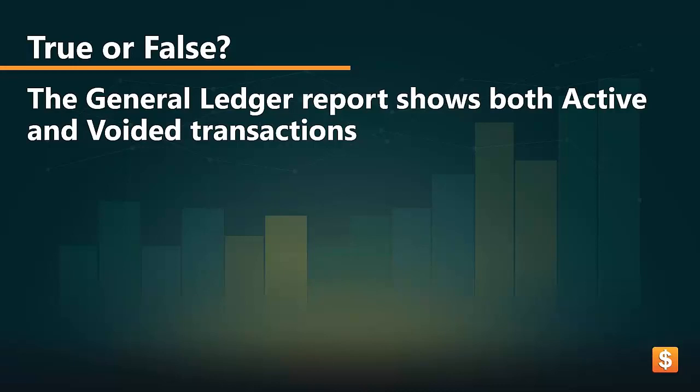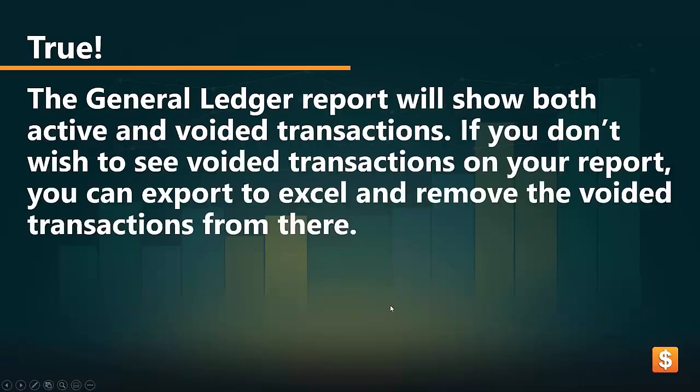All right. So true or false, the general ledger report shows both active and voided transactions. And it looks like the answer to that is true. Most of the responses here were true, so good job, guys. The general ledger report will show both active and voided transactions. So if you don't wish to see voided transactions on your report, you do have the option of exporting out to Excel and removing the voided transactions from there.